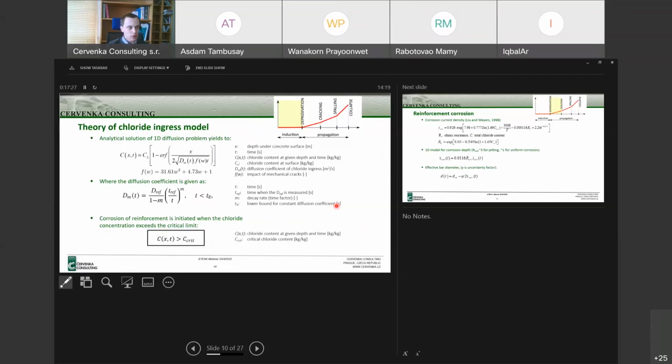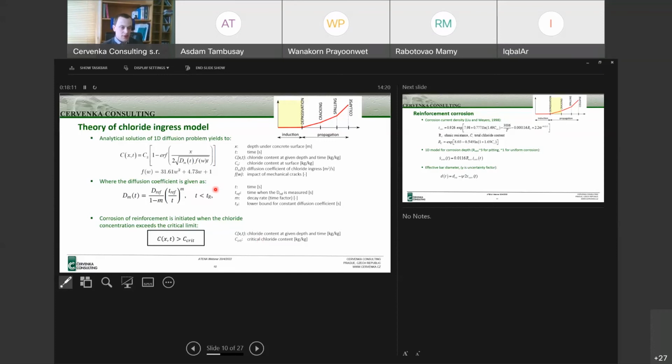Maybe at this moment I would like to briefly show the theory of the chloride diffusion model, as I think it's a pretty standard way to evaluate the diffusion process, because probably, as you know, the chloride penetration into the microstructure is often simulated using a diffusion equation, which has a time variable diffusion coefficient to account somehow for the binding of the chlorides into the microstructure of concrete.